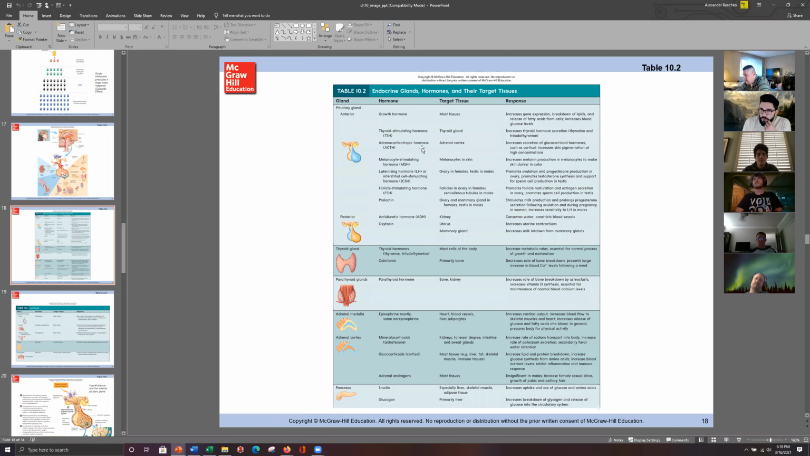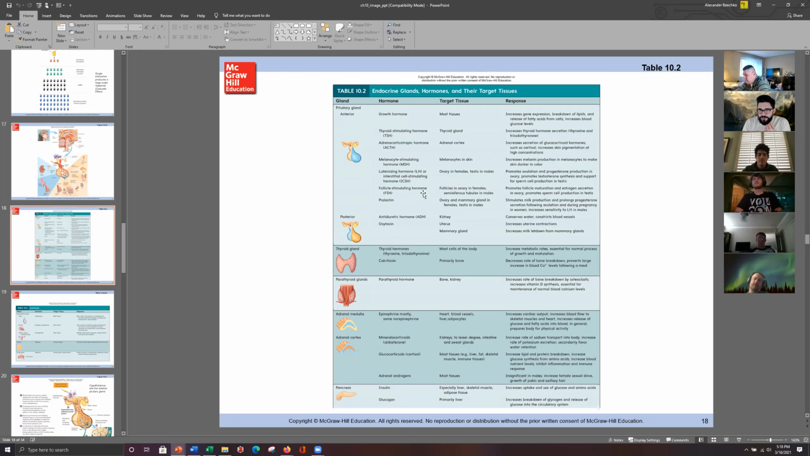Things like adrenocorticotropic hormone act upon the adrenal cortex, released via the anterior pituitary gland, increases the secretion of various kinds of glucocorticoids and other corticoids that are produced in the cortex of our adrenal glands that sit right on top of our kidneys. Produce things like cortisol, increases skin pigmentation at high concentrations if it's in high concentration in the bloodstream. Melanocyte stimulating hormone, melanocytes in skin, increases melanin production in melanocytes to make skin darker in color.